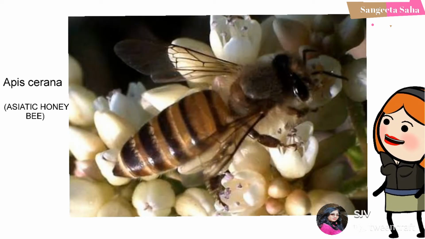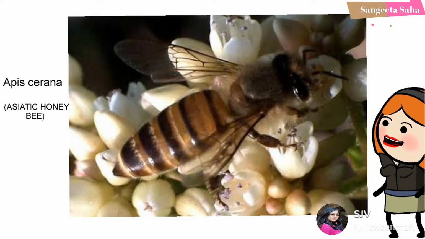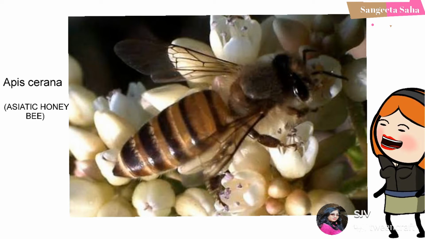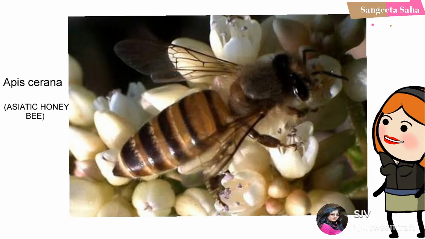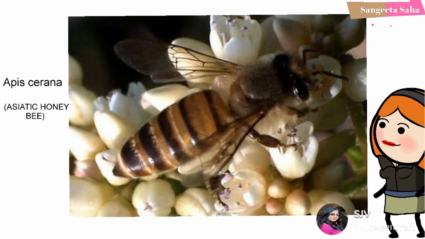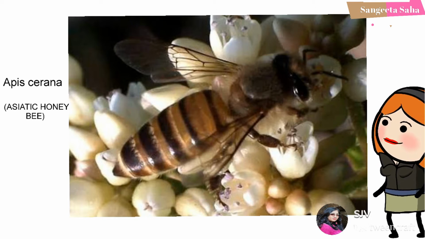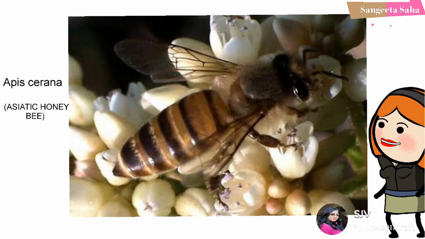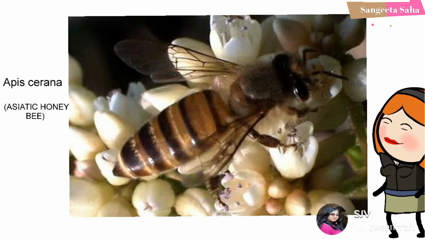Another type of species of honeybee is Apis cerana. This is also known as Eastern honeybee or Asiatic honeybee. They can be easily identified by long erect hairs that cover their compound eyes. The adults are black in color with 4 yellow abdominal stripes.